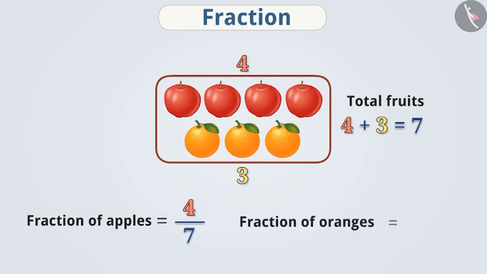Similarly, can you find the fraction of oranges in this group? You've got it right. Here, there are 3 oranges among the group of 7 fruits. Therefore, the fraction for oranges here is 3/7.